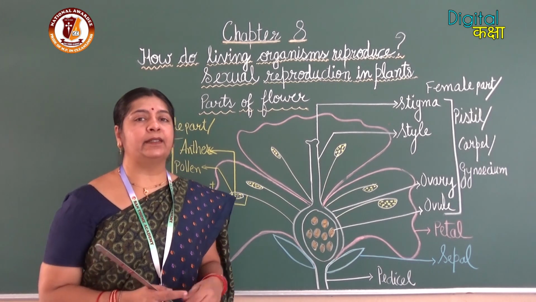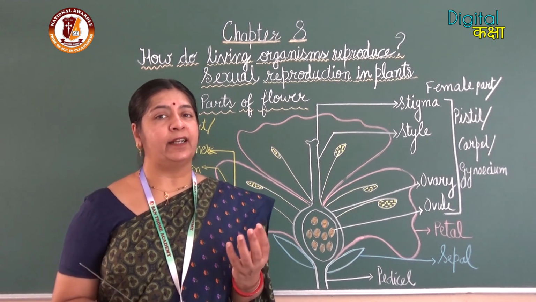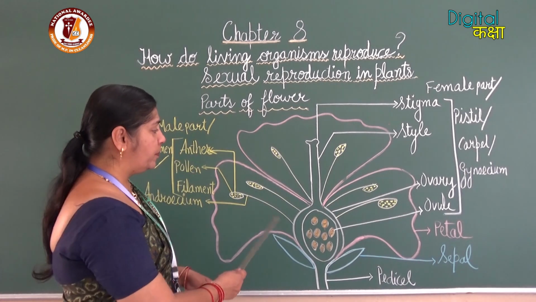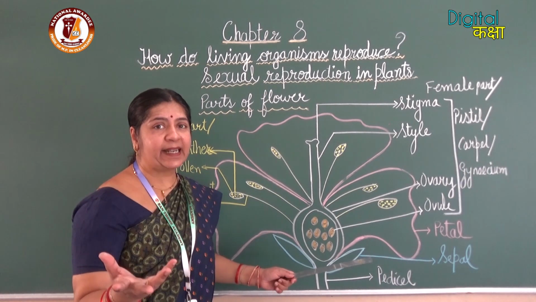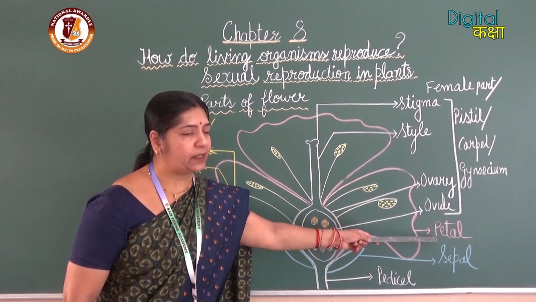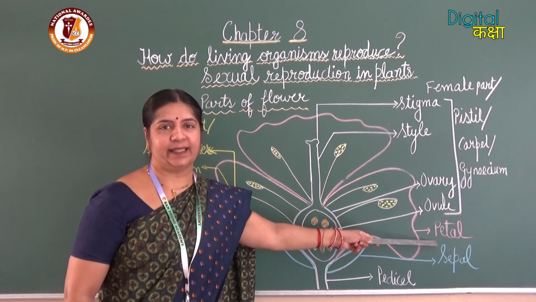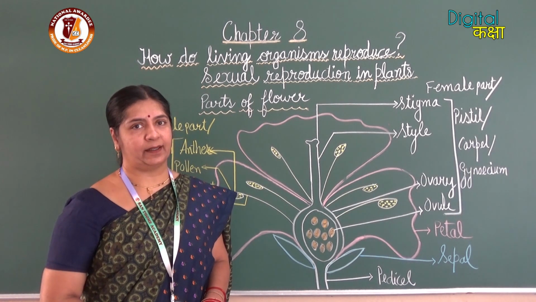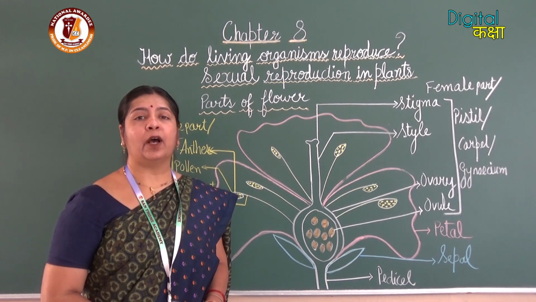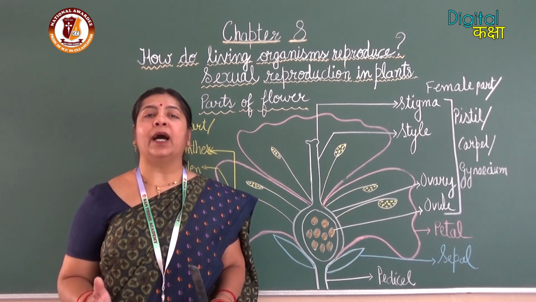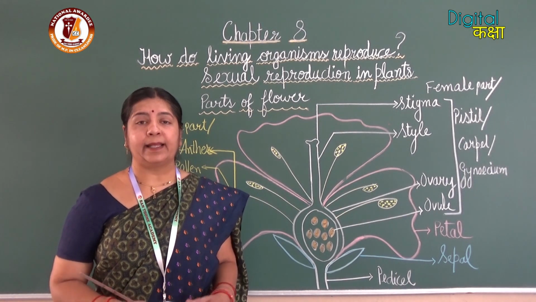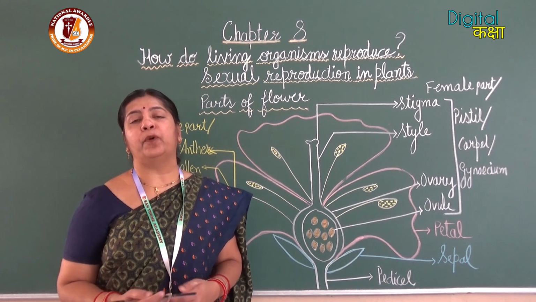After that comes the beautiful brightly colored leaf-like structures. These beautiful brightly colored leaf-like structures are known as petals. What is the function of the petals? The function of the petals is to attract insects for pollination. They help in transfer of pollen grains.